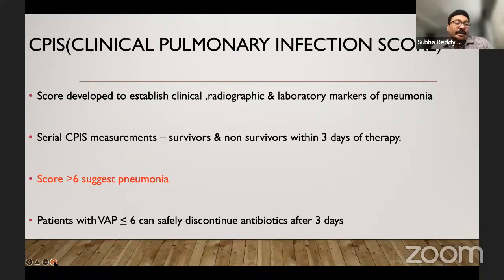Next, I have another 2-3 scoring systems, and then I will wind up. This is the clinical pulmonary infection score. If you have a patient on a ventilator, and the patient deteriorates because of ventilator-associated pneumonia, how do you identify it? Do you have any scoring systems? So we have a score developed to establish clinical, radiographic, and laboratory markers to detect pneumonia.